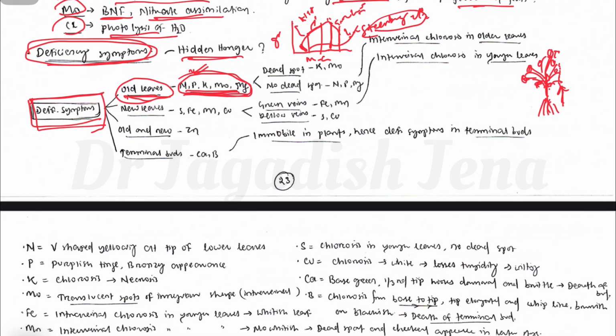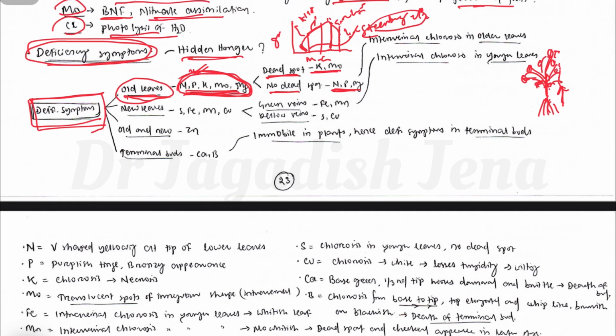Again, for these, do all these nutrients show similar symptoms? No. Some nutrients show dead spot, like potassium and molybdenum. If this nutrient deficiency happens, it will show dead spot. There is no dead spot in the case of nitrogen, phosphorus and magnesium. Okay, again, are all these three, nitrogen, phosphorus and magnesium, showing no dead spot and chlorosis?